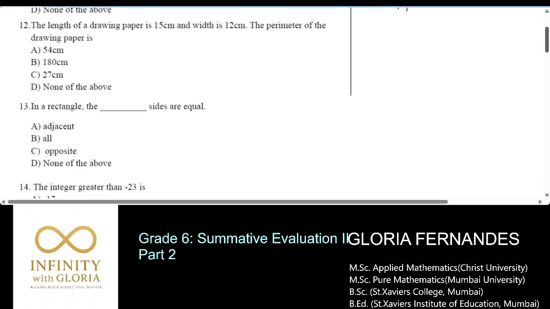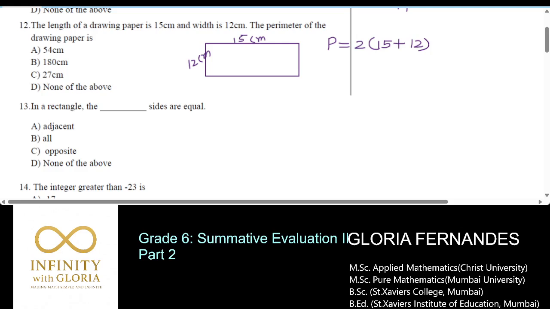The next question is, the length of a drawing paper is 15 centimeter. So you have a drawing paper, and you know that the paper is something like this. So you have the length as 15 centimeter and width as 12 centimeter, and you have to find out the perimeter of this paper. So what is the formula for the perimeter? The perimeter will be equal to twice of, what is the length? Length is 15.